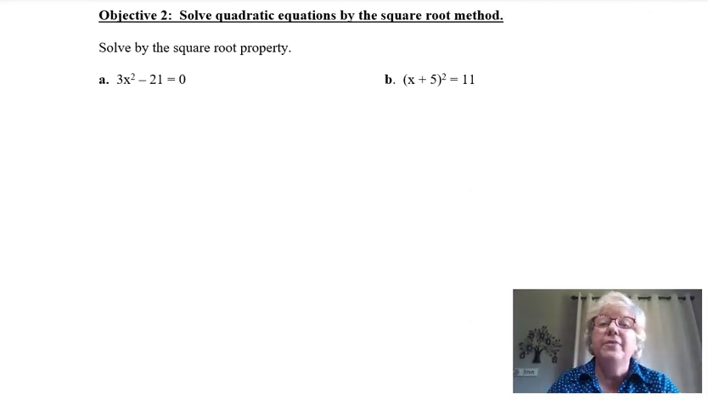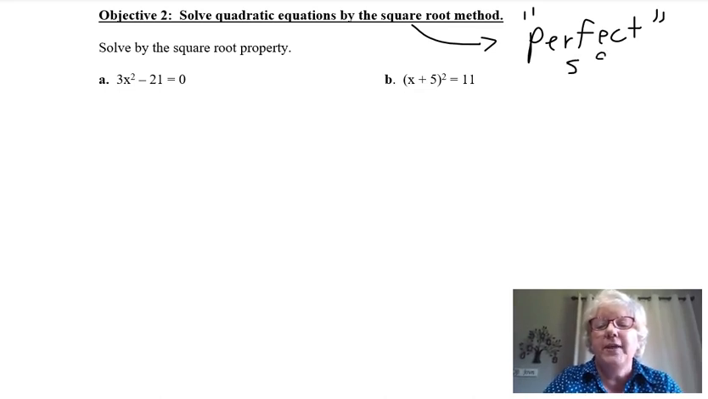The second method on solving a quadratic equation is really one of my favorites. It's the square root method. To me, it just seems to be pretty direct. And again, it's one of the shorter ways that you can solve a quadratic equation. For it to work, though, you must have something that is a perfect square.